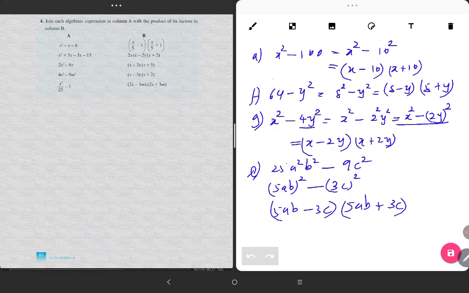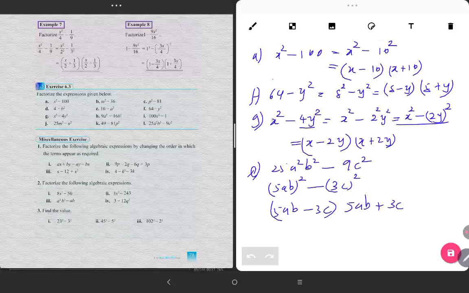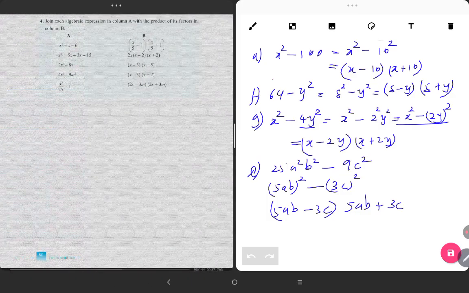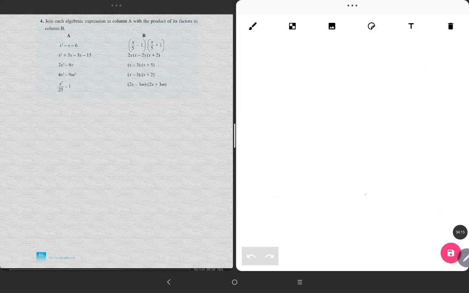thing here. So maybe let's just try the last one here. Is there an exercise? Yeah, some miscellaneous ones. So let's do this fourth one. So what does it say? It says join each algebraic expression in column A with the product of its factors in column B. So obviously it's very easy, right?